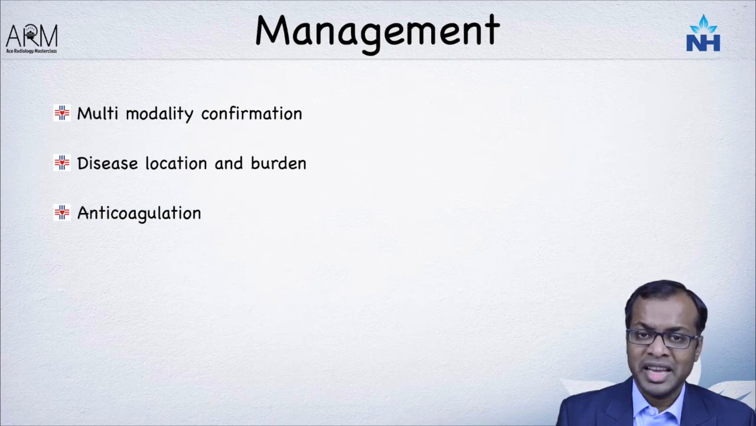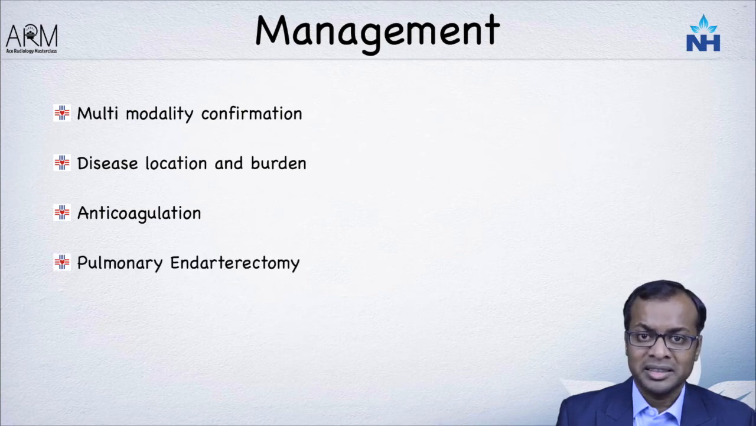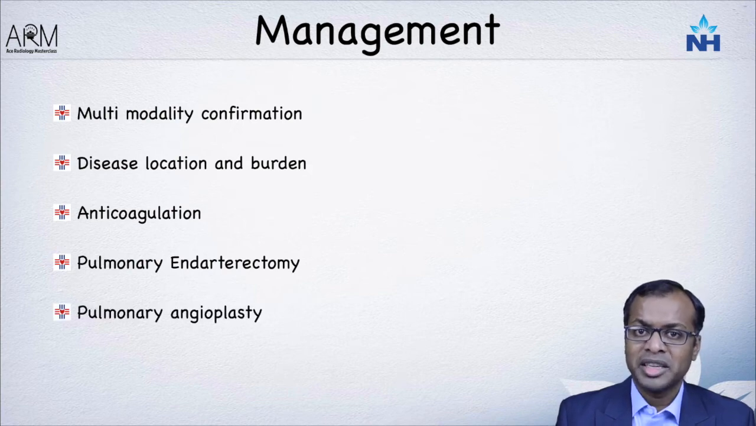Anticoagulation is something which they have to be on lifelong, irrespective of whether they have surgery or angioplasty. Pulmonary endarterectomy is a surgery which is done in some of the specialist units around the world. We happen to be one such unit where there is an incision made into the pulmonary artery and the clots are removed en masse from the pulmonary artery and its branches. Pulmonary angioplasty, on the other hand, is like a coronary angioplasty where a balloon is used to break through some of the webs and open up these pulmonary arteries.